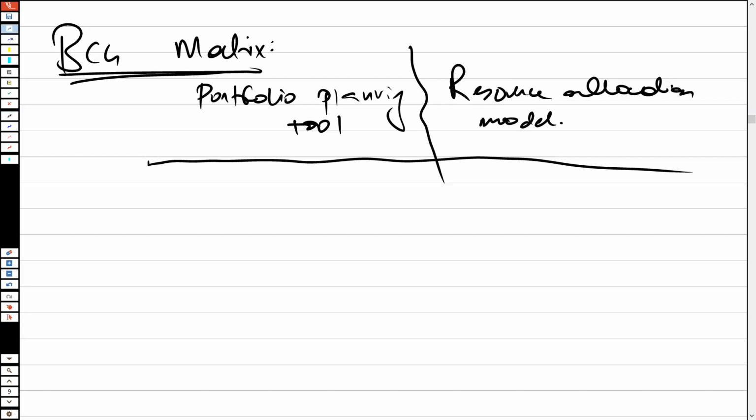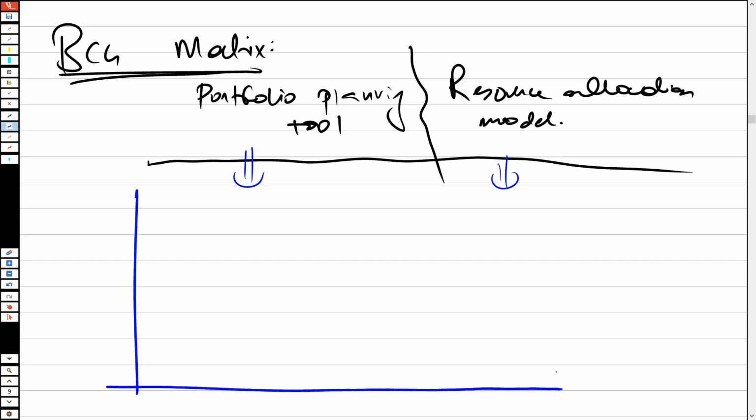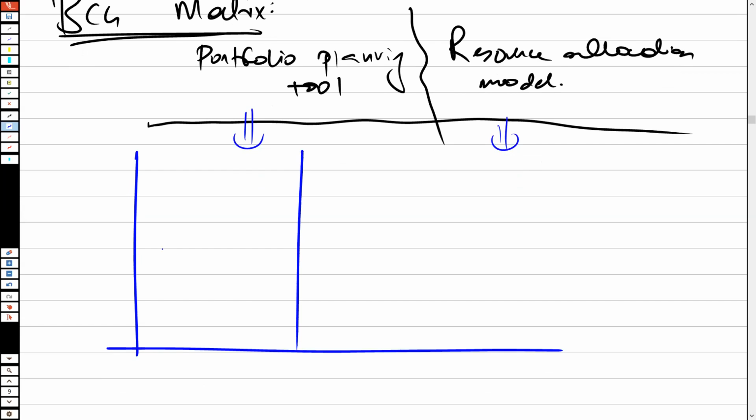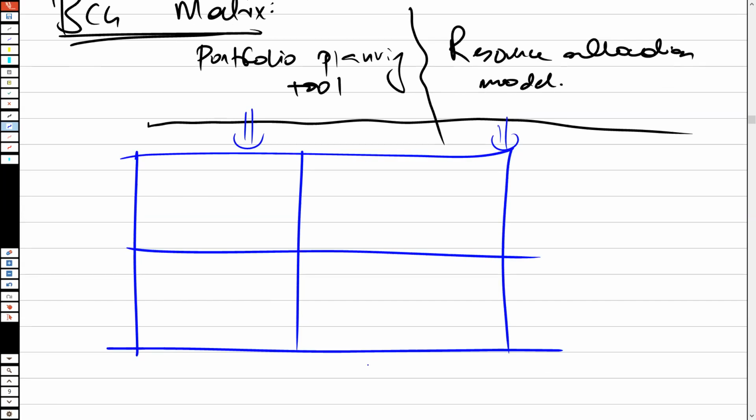Now let's discuss what exactly this BCG matrix is all about. In accordance with the BCG matrix, you create a matrix for yourself in which on one axis you define the market share, and on another axis you define the market growth.